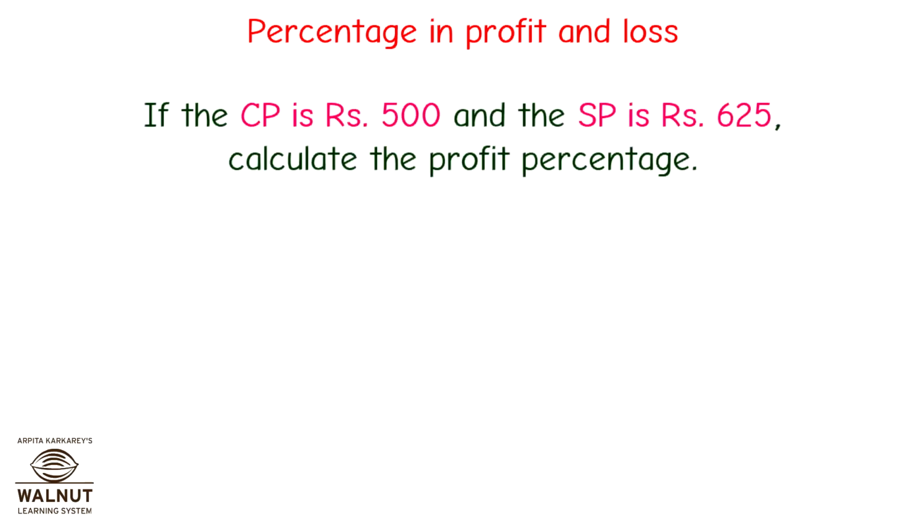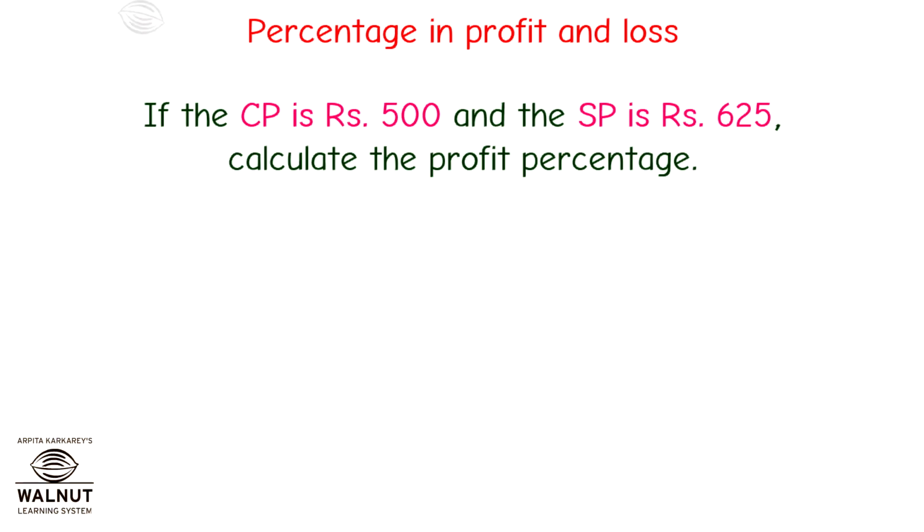Let's try this one. If the cost price is rupees 500 and the selling price is rupees 625, calculate the profit percentage. The cost price is rupees 500. Selling price is rupees 625. As you can see, the selling price is greater than the cost price. So, in this case, we have made a profit.